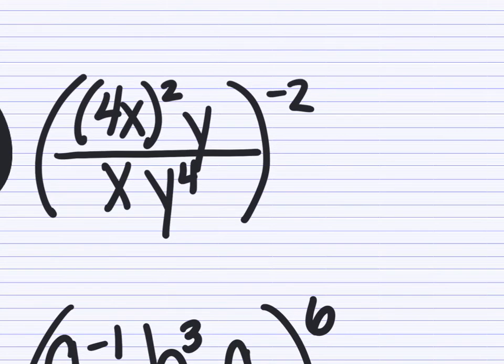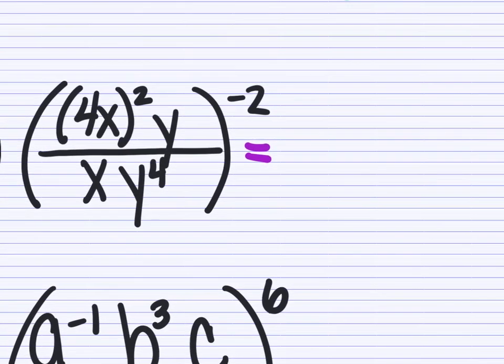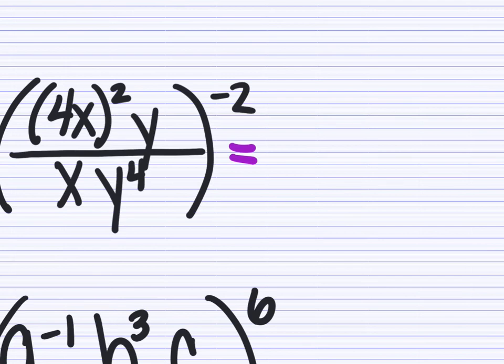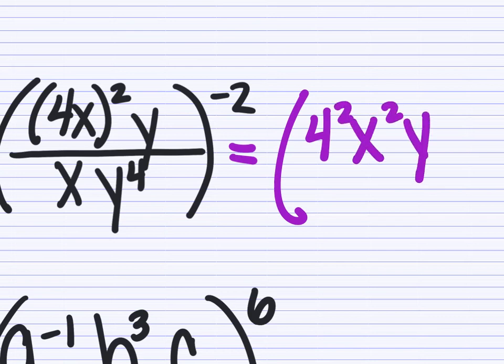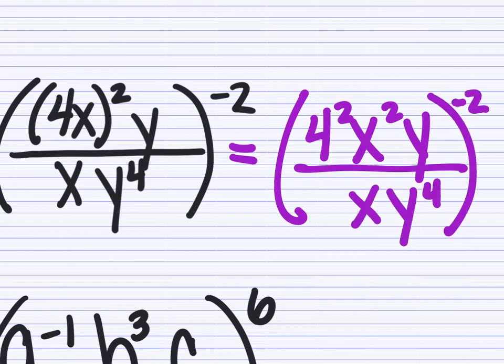Okay, a lot going on here. Again, a couple things you could do. You could first simplify within the parentheses and then work to the exponent on the outside, or you can distribute the negative exponent to everything and then simplify. I think for this one, it's going to be easier to simplify within and then distribute. So up top, we're going to get 4 squared x squared y over x y to the 4th, all raised to the negative 2nd. So really all I did was distribute that.